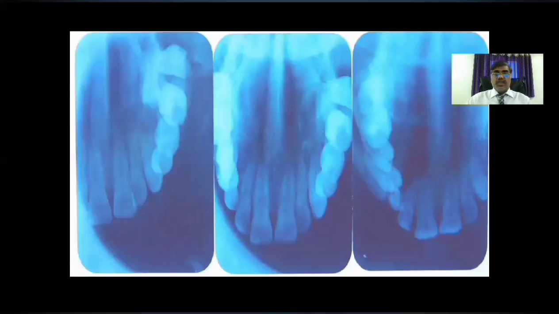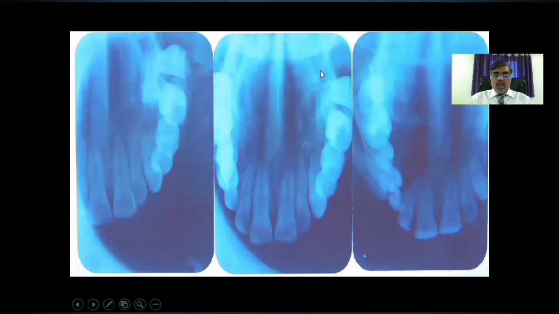So let me show you an example. Here is a series of occlusal radiographs taken for a patient. Here you can see there is an impacted premolar and there is an associated cystic change. And this premolar associated with the cyst was removed in the first instance.